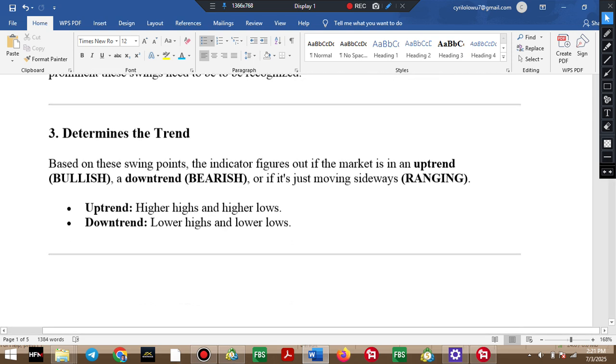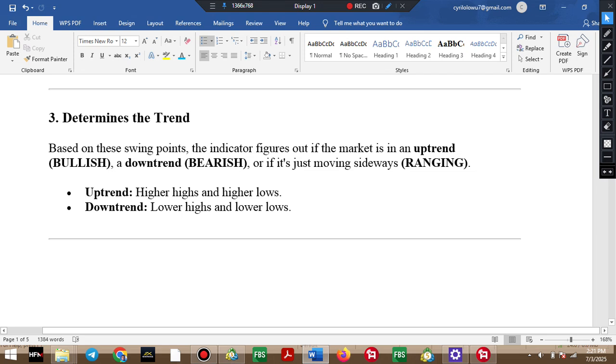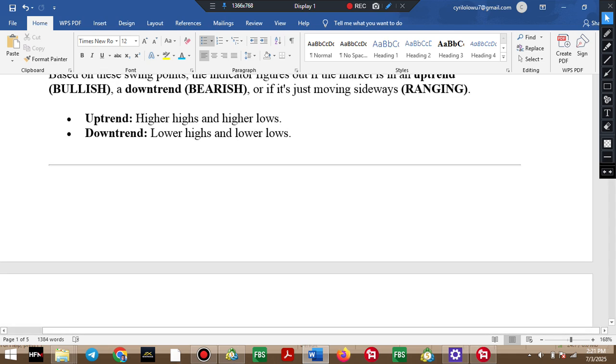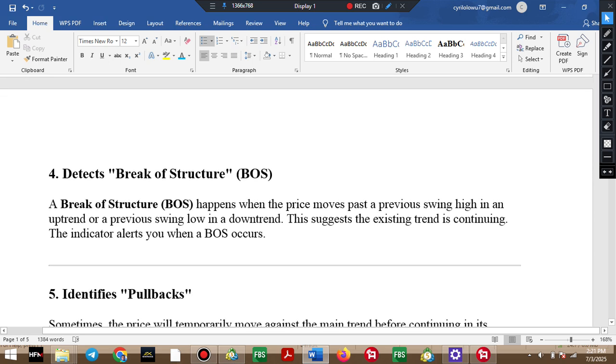Then 3, it determines the trend. Based on these swing points, the indicator figures out if the market is in an uptrend, which is bullish, a downtrend, which is bearish, or it's just moving sideways, which is ranging. So you can see the ability of the software, how it works on your chart, saving you from all those stressful analyses you would have been doing on your own.